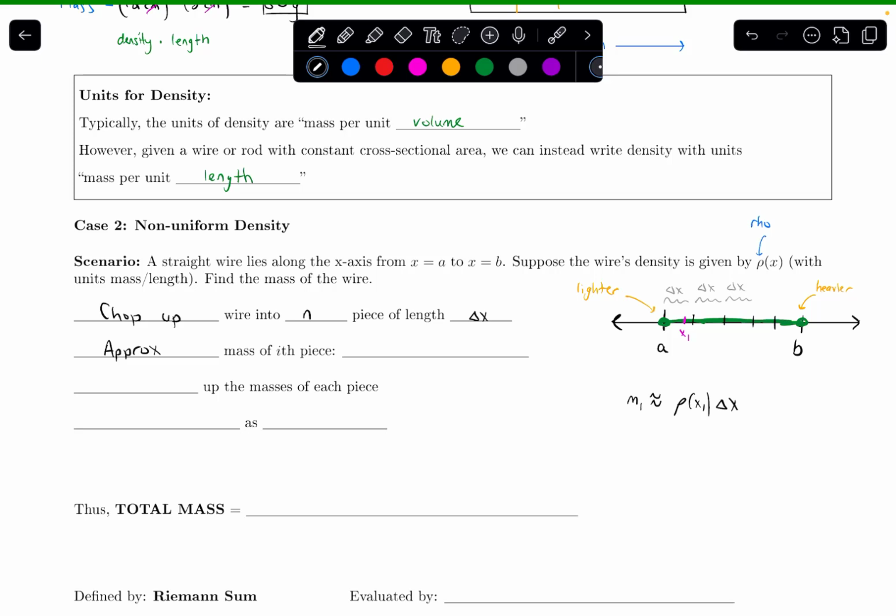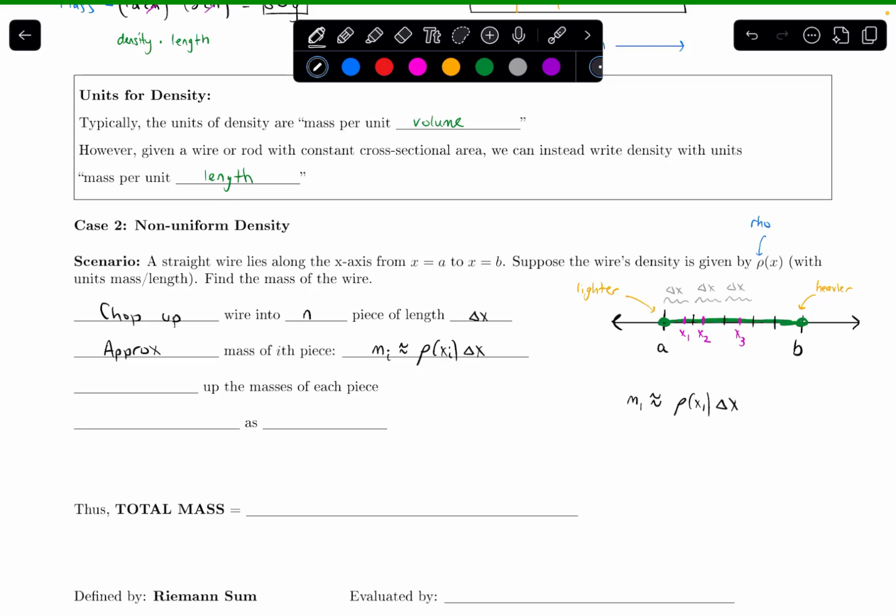Now I'm going to take the masses of each of these pieces, which I'll approximate in the same sort of way. I'll take test values within each region. Maybe in the next region, the test value is somewhere on the left, and I'll call that x2. Maybe the next region is right in the middle, and I'll call that x3, and so on. In this way, the mass of piece number i is approximately equal to the density, plug in your test value, x sub i, multiplied by the length of that piece, delta x.